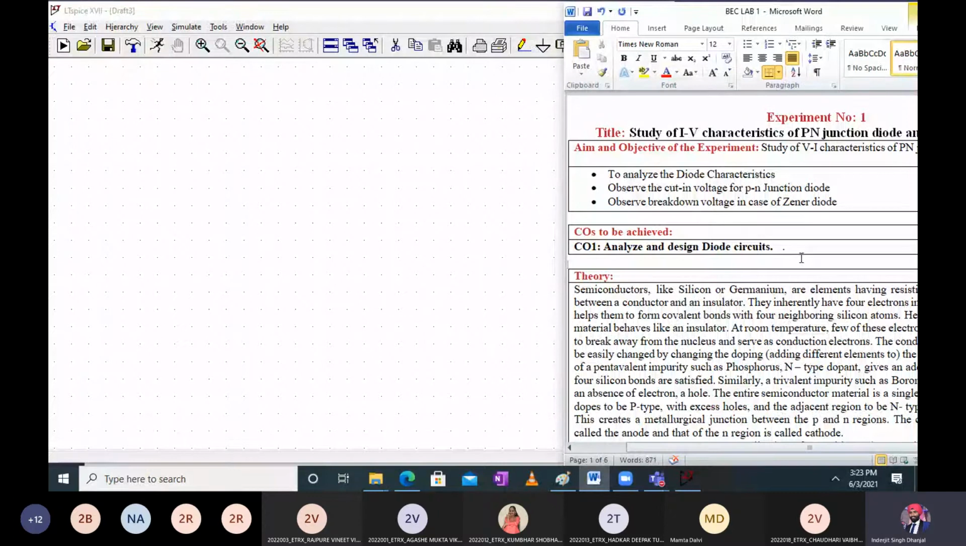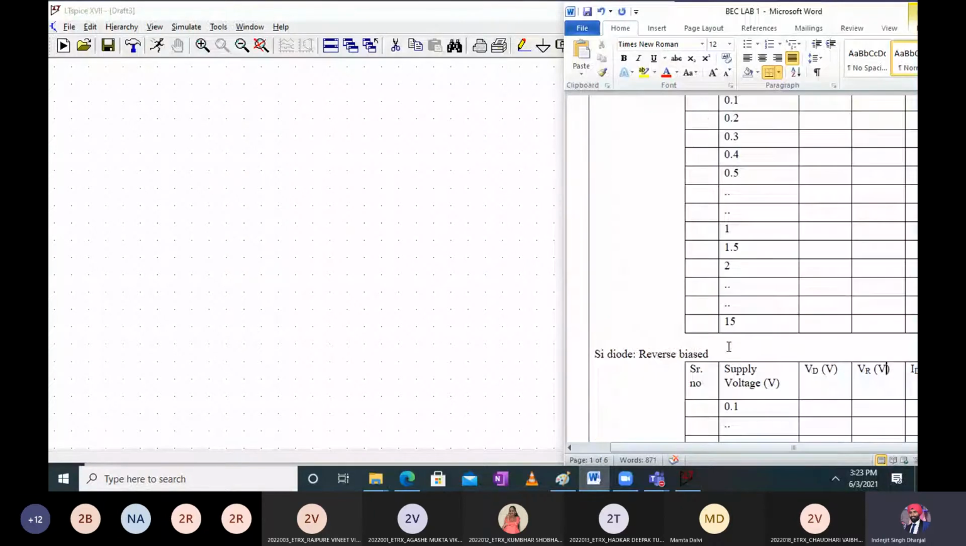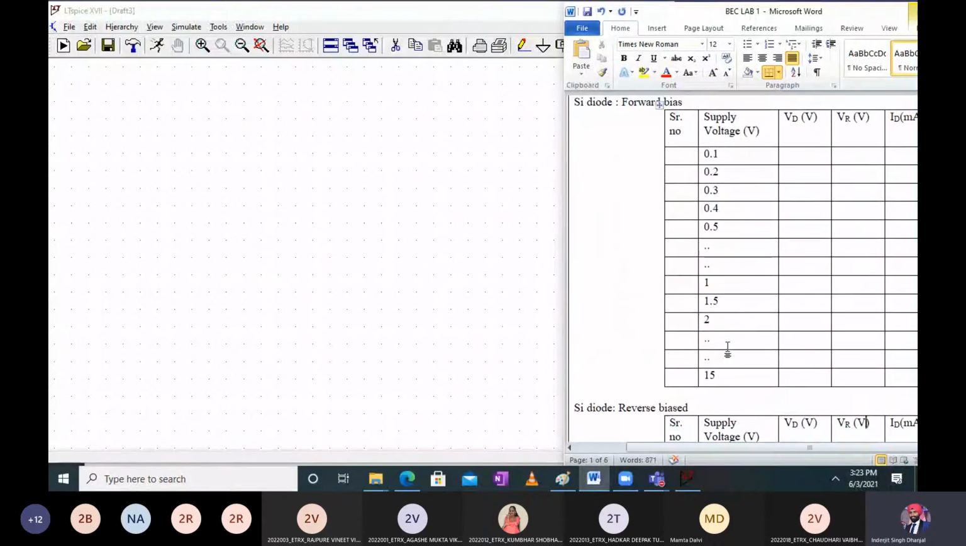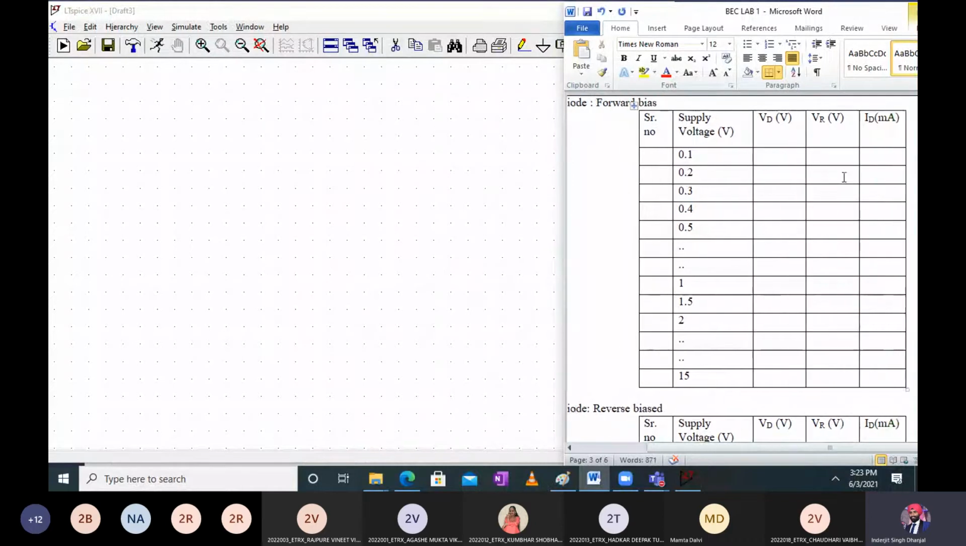Experiment number one is studying the characteristics of PN junction diode and Zener diode, and then calculating the cut-in voltage for the PN junction and the breakdown voltage for the Zener diode. So let us start with the circuit analysis. Let us first consider silicon diode forward bias. These are the table readings given to us, so we will accumulate them one by one.